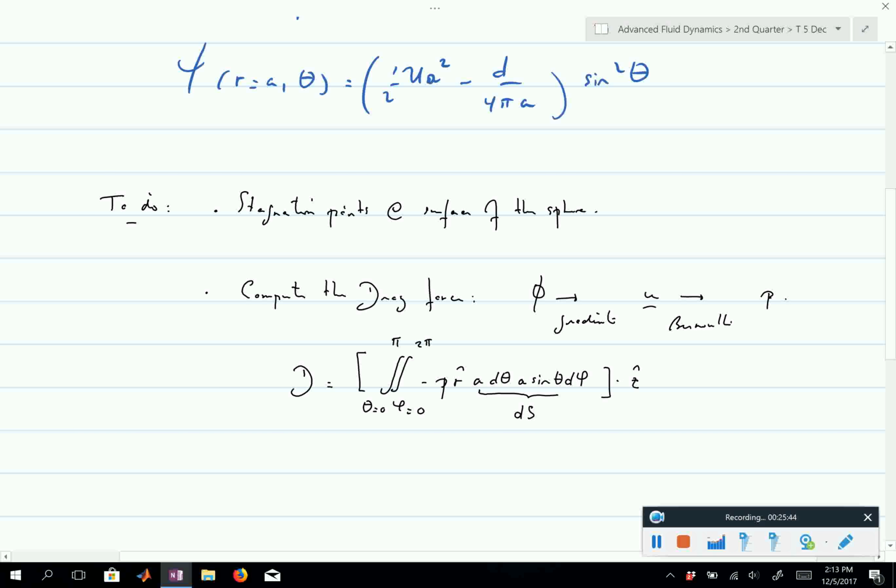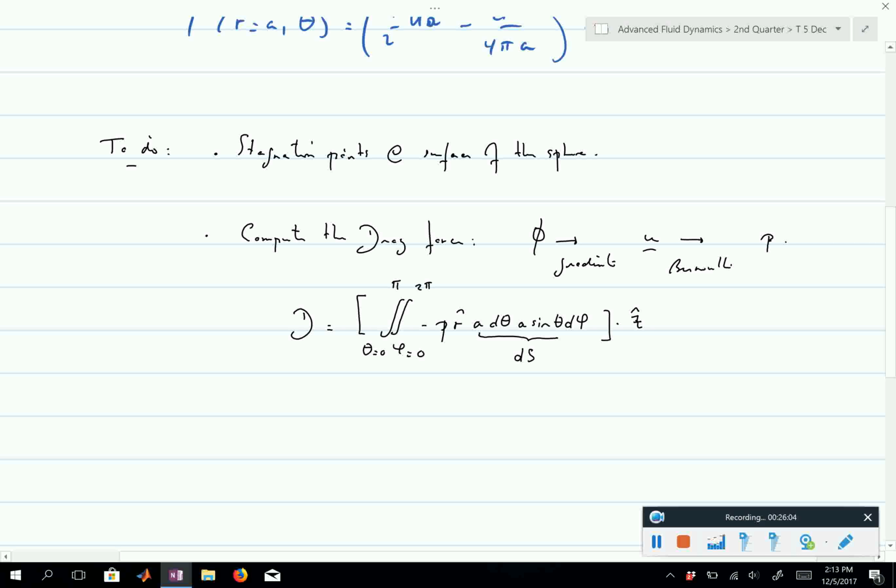When you write a vector identity, you have two directions. If I didn't project this on z, that would give me two components, one in the x direction, one in the z direction. I'm looking at the drag, so I'm only looking at the z direction, so I dot it with z here. Yeah? Okay, good. So this is the flow around a sphere.